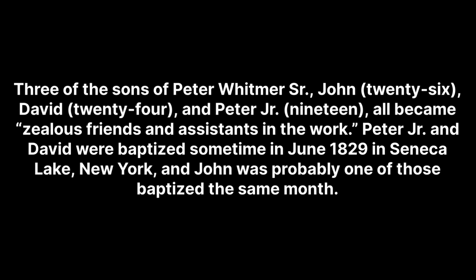Section 15, Introduction. So that's a lot of what we get from Section 14. And because these are very short sections, and because they are almost identical, quite frankly, this will, again, be kind of brief. So, historical introduction from Documents Volume 1 of the Joseph Smith Papers. We get 3 of the sons of Peter Whitmer Sr., John, who was 26, David, who was 24, and Peter Jr., who was 19, all became zealous friends and assistants in the work. Peter Jr. and David were baptized sometime in June 1829 in Seneca Lake, New York, and John was probably one of those baptized the same month.